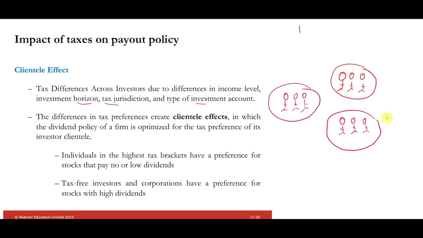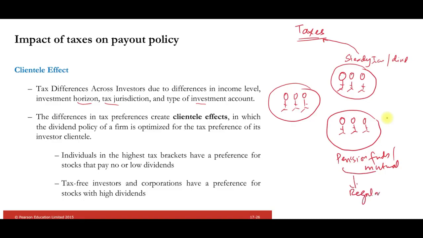So in the presence of taxes, we can see that taxes actually create different clientele effects. For instance, the old people want steady income, right? It means they want more dividends. So taxes have really little effect on them. And also financial institutions like pension funds and mutual funds, these are the funds that pay regular income to the investors.